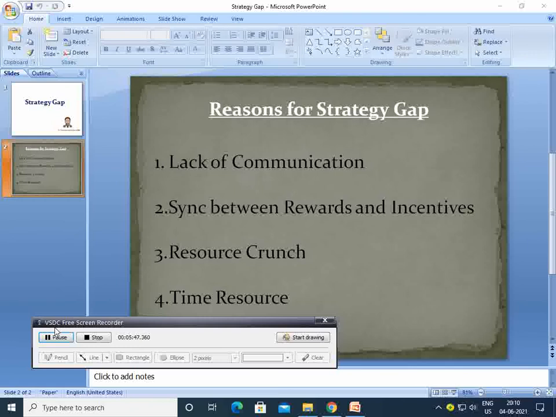Apart from HR resources, we also have financial resources. If the financial resources are not planned well in advance, then that leads to resource crunch. And because of resource crunch, we usually see that there is a strategic gap.